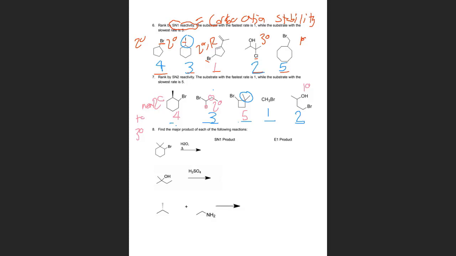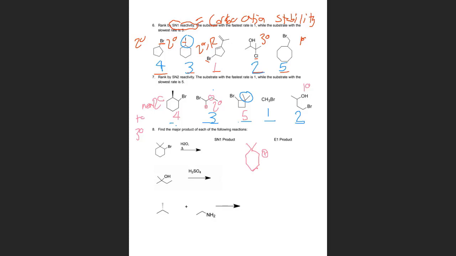Okay, so now we're going to move on to some reactions. So we're going to find the major product for each of the following reactions. All of these involve weak nucleophiles or weak bases. So we're going to do either SN1 or E1. In both instances, we're going to form the carbocation. That's going to be similar for all of them, right? Because SN1 and E1 both involve the formation of a carbocation.